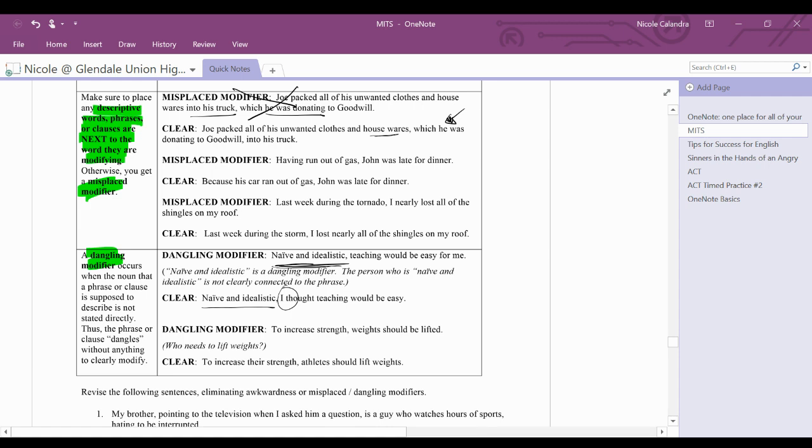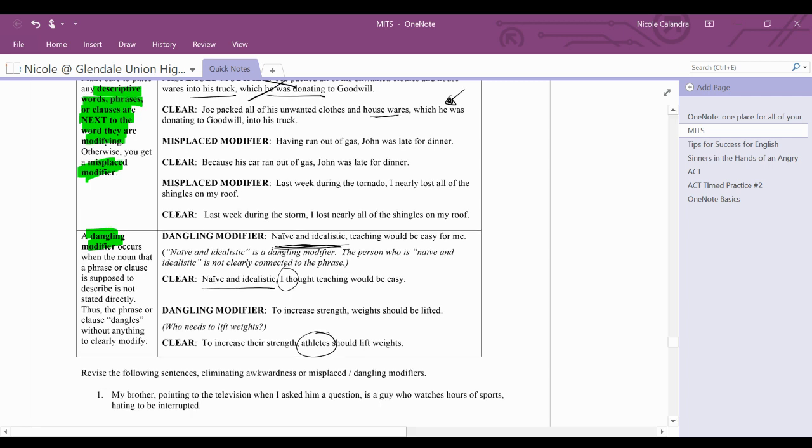To increase strength, weights should be lifted. Okay, it doesn't say anything about who needs to lift the weights. So to fix this: to increase their strength, athletes should lift weights. Okay, so you need something to be modifying. Again, as with any new concept, this will take a little while. And then once we start doing some practices, I think it'll become clear.